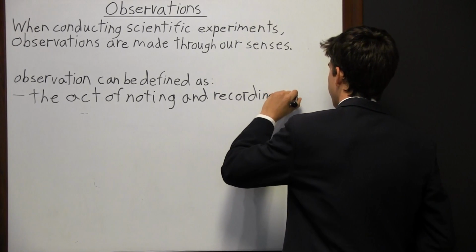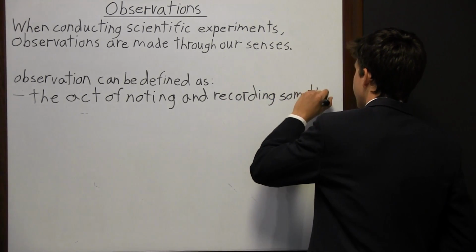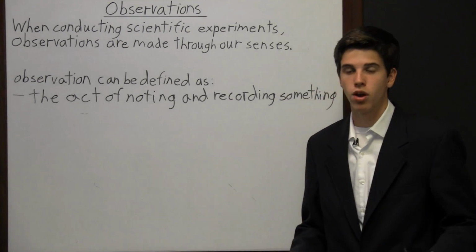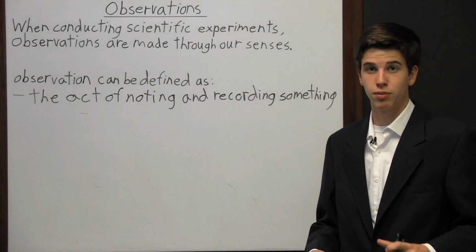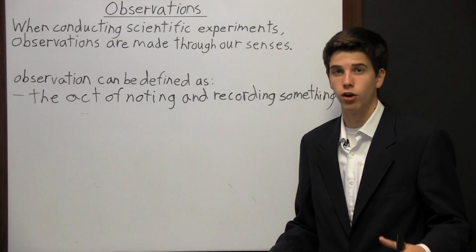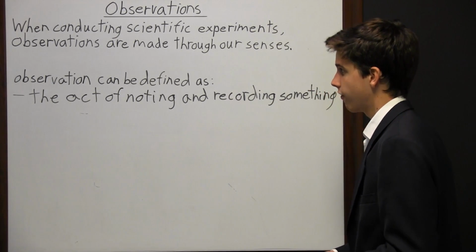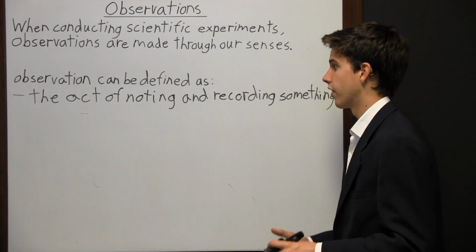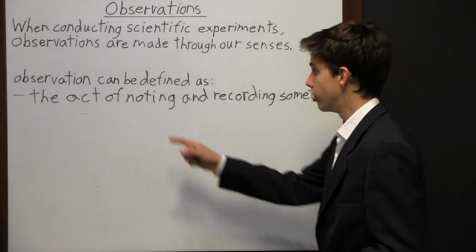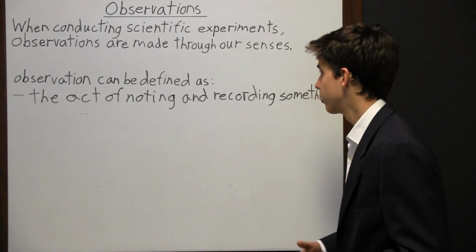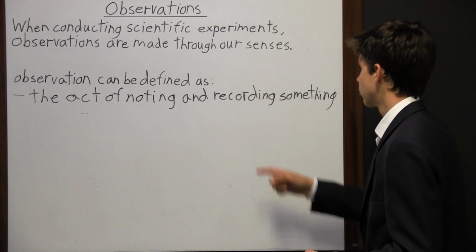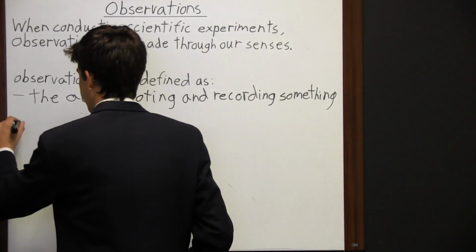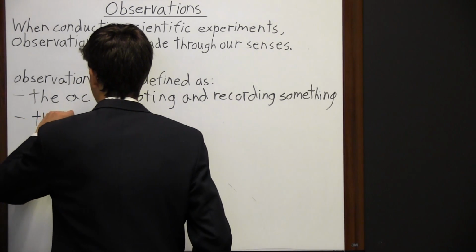So this has to do with both the act of noting what's going on and then recording what happened. Because it's important for a scientist to record what goes on during the experiment so the experiment doesn't have to be conducted over and over and over again. And so to use this definition of observation, we could say the scientist is observing what's going on in the experiment. So the scientist is noticing what's going on through his or her senses, and then the scientist is recording what happened. Now, the second definition of observation is the result or record of such notation.